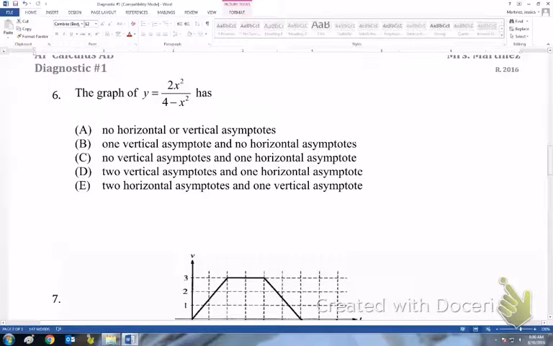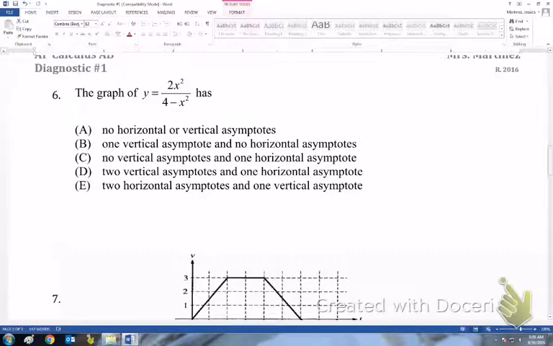Number 6, the graph of y equals 2x squared over 4 minus x squared has, what do we know about the horizontal asymptotes of this function? Good. It does have a horizontal asymptote. It comes from the degree of the numerator and the degree of the denominator. What's the degree of the numerator? What's the degree of the denominator?